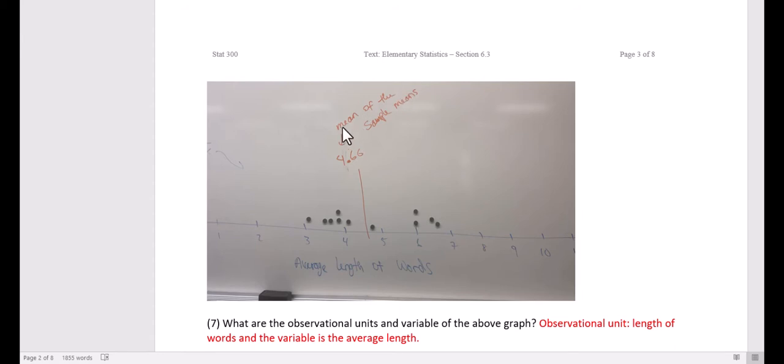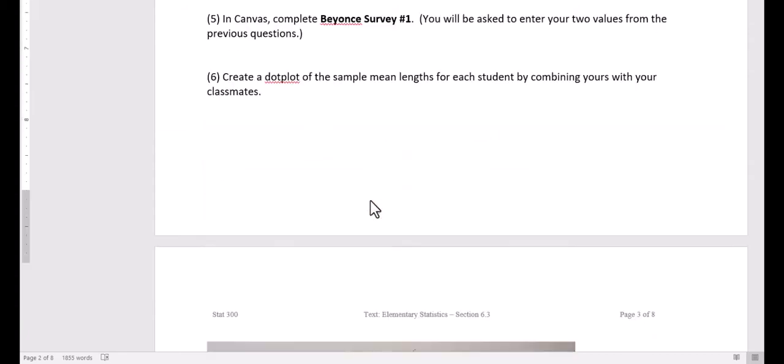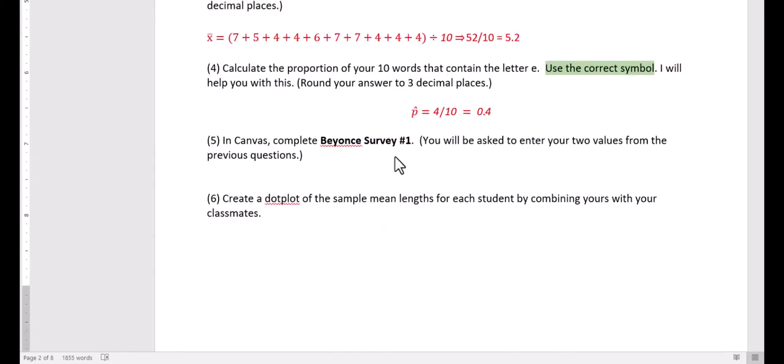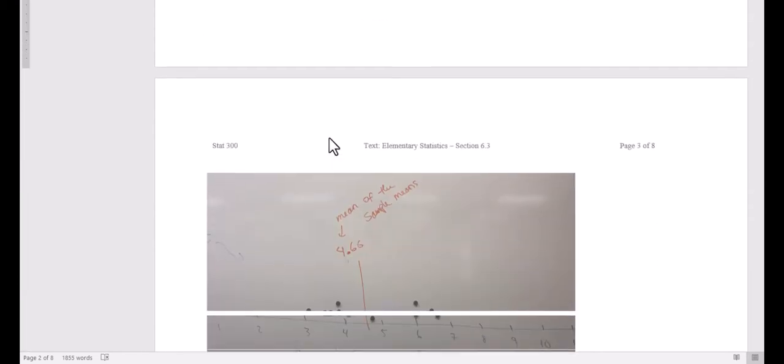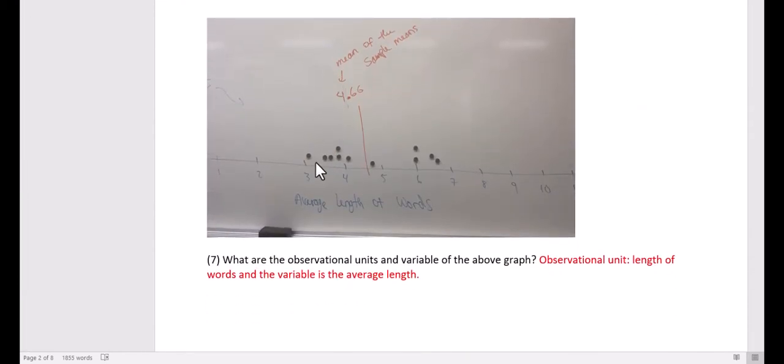And the reason that this is the mean of the sample means, right, is because when you complete your survey, what you input there was your sample mean, your sample of 10 words. So each dot represents everyone's own sample of 10 words. So each dot represents the average for 10 words that different people picked. So the 4.66 here is the average of these sample means.